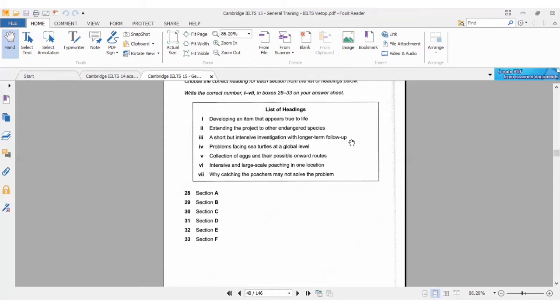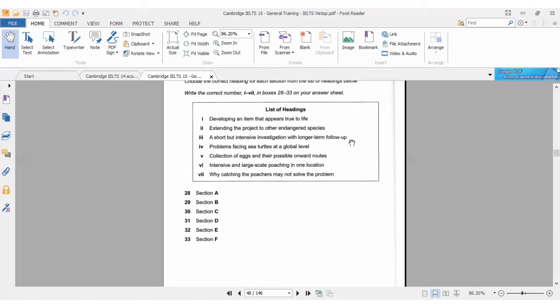With longer term follow-up, it means that it is limited in time, but they'll be able to use it to get results for a long time, or they will continue to follow that process or whatever it is that they have created. So it is limited in time, but it is thorough and it will be followed through. It will be monitored. Okay, let me use that. It will be monitored for a long time. So we need to find a paragraph where that was talked about.